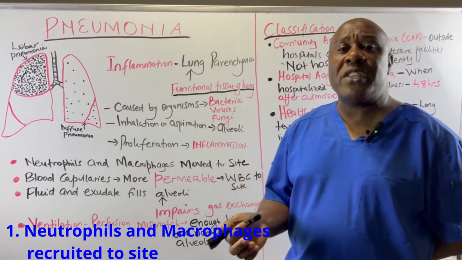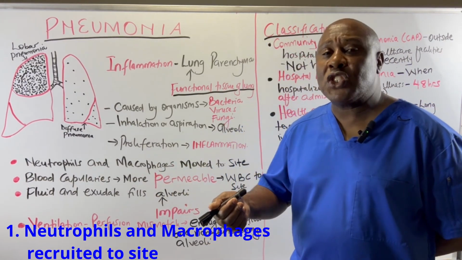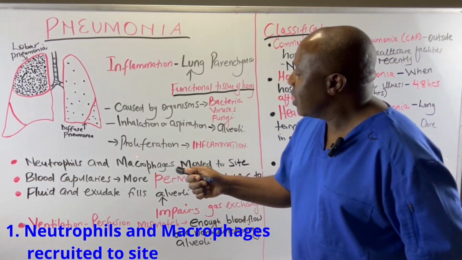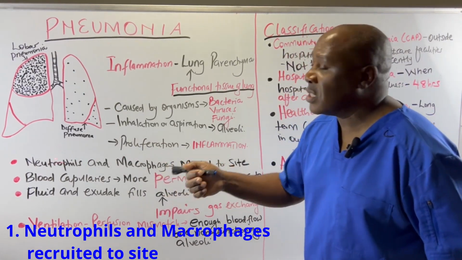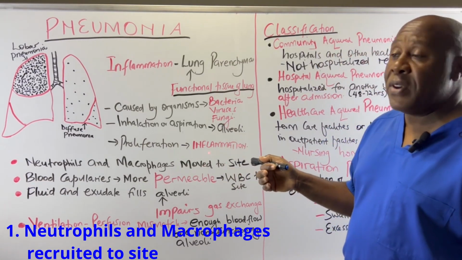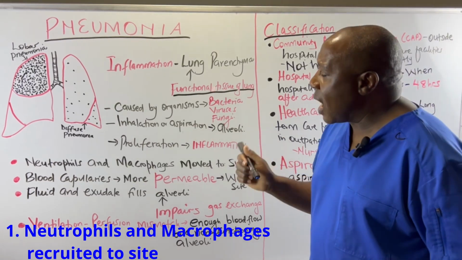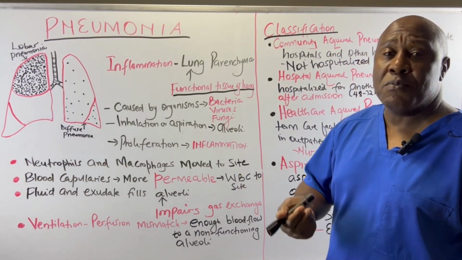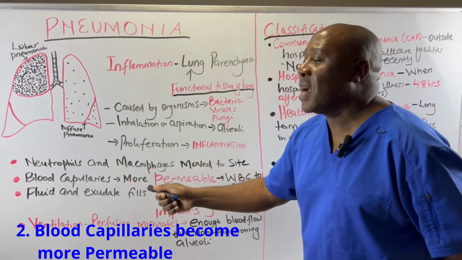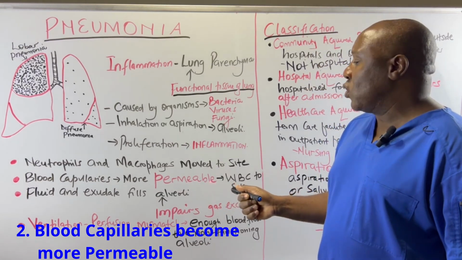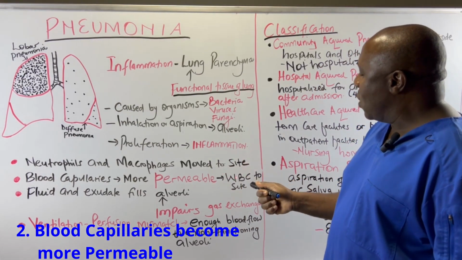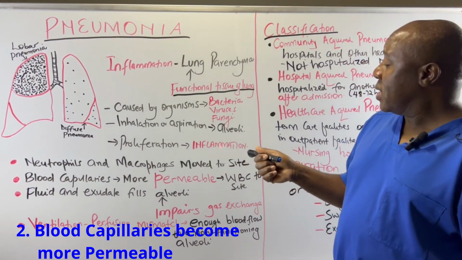Remember we said macrophages are normally found in the alveoli. They normally destroy bacteria or microorganisms by phagocytosis. They engulf them. So we have got many of these macrophages and neutrophils being recruited to go into this area to try and eliminate this invading microorganism. Another thing that happens, apart from neutrophils and macrophages moving to that area where we have the microorganisms, the blood capillaries become more permeable. Why? So that blood can easily move to that area and transport the white blood cells to that particular area.